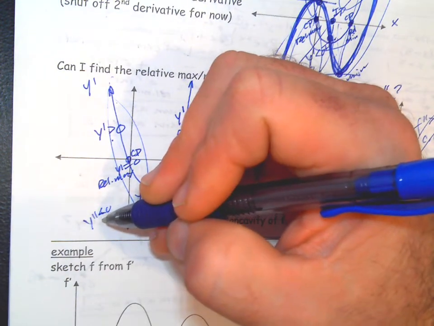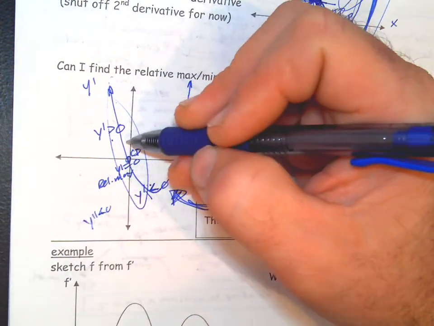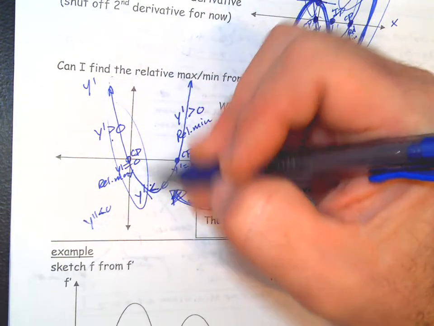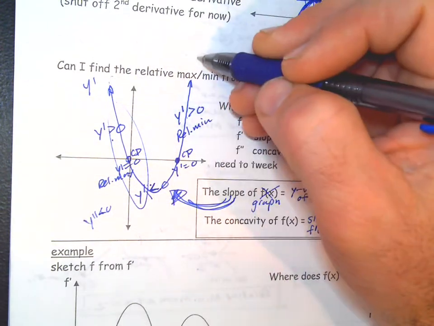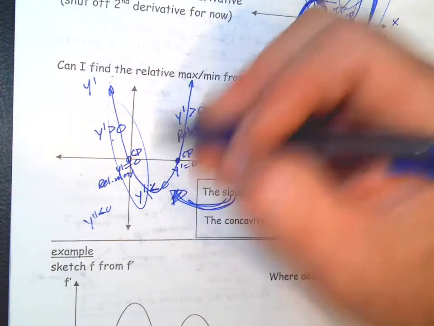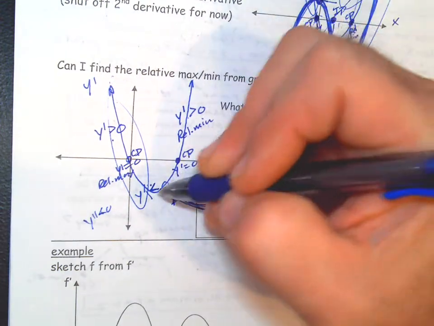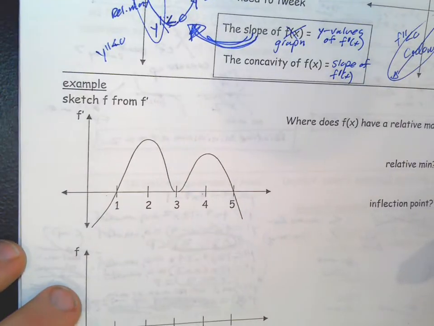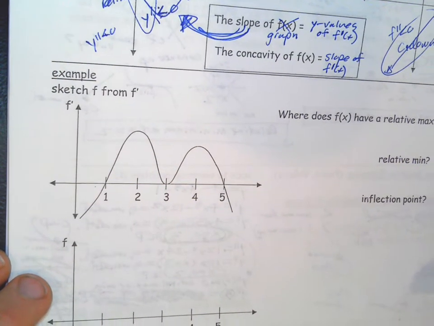F double prime, the second derivative, is the derivative of the first derivative. So if you're looking at the first derivative graph, you can get concavity, concave down, concave up. It's not concave up the whole time. This is not the original graph. Concave down, concave up, inflection point. So we're going to start to practice that. We're going to start to try and sketch graphs either way.